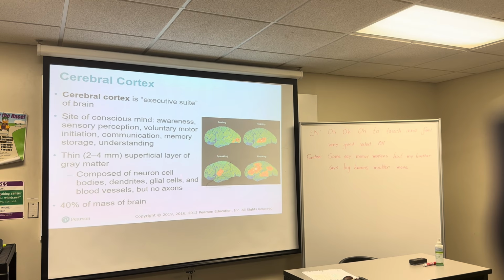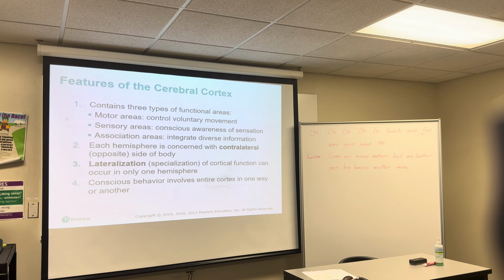Okay, dendrite, glial cell, blood vessel, but no axon. Okay, so this was a question from them. It is the 40% of the brain mass. It is not the whole cerebrum. This is only the top layer of the cerebrum, which is the cerebral cortex. 40% of the mass of the brain. The whole cerebrum is what? 83%, and only the cerebral cortex is the 40% of the mass of the brain.